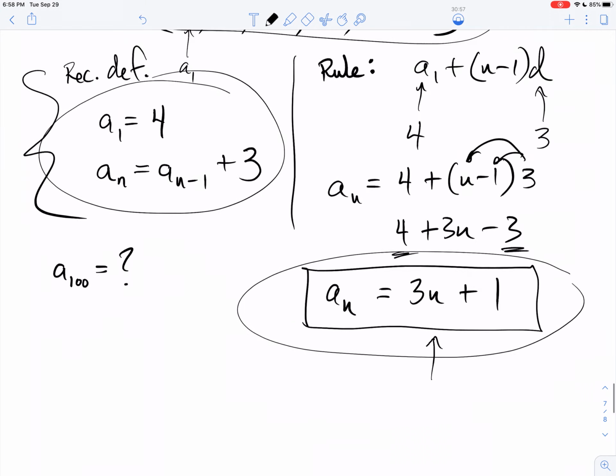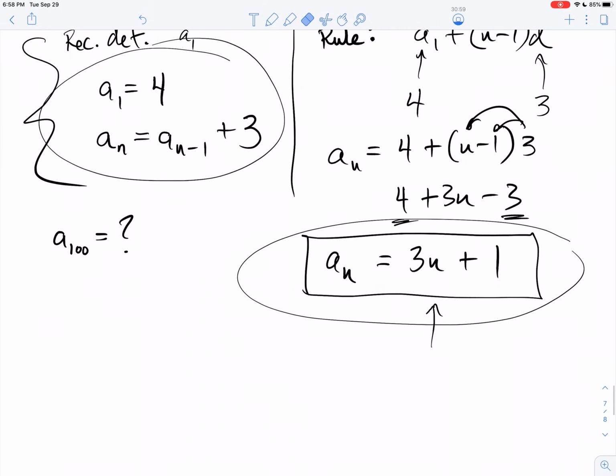Because if I want to know what the 100th number in the list is, I am going to say, oh, that's easy. 3 times 100 plus 1. All I'm doing is substituting. And I go, oh, the 100th number in this list would be 301. Thank you very much. I'm going home. And you'd be done.